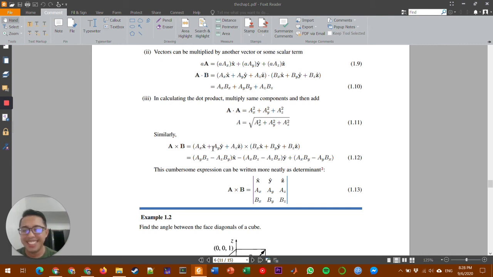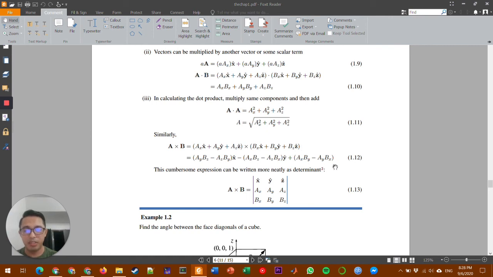So you cross out this one, so you just cover it, right? For the x component, you just cover it. And then what you do is you multiply the diagonal terms. AY times BZ, minus the other diagonal, AZ times BY. That's for the x component. And then minus, so it is always minus for the y in the cross product. Cover the y, then you multiply the diagonal of x and z. So you have AX times BZ minus AZ times BX. Okay, that is the pattern, right?